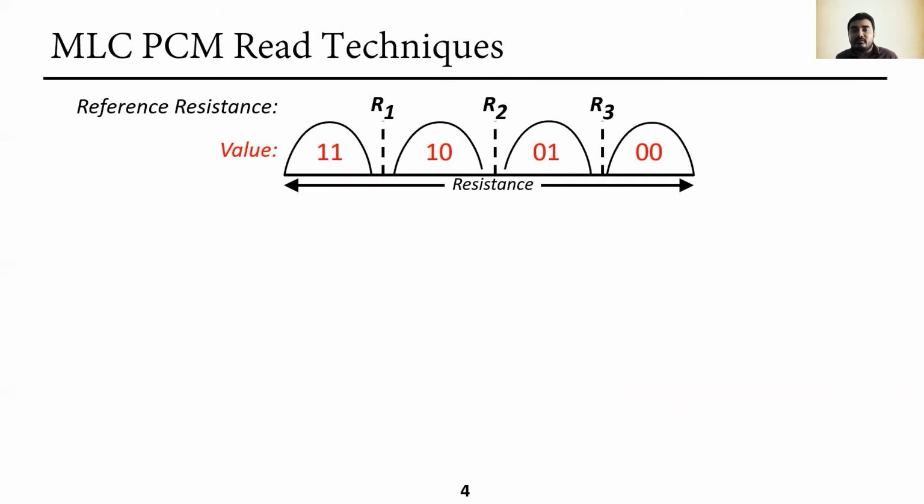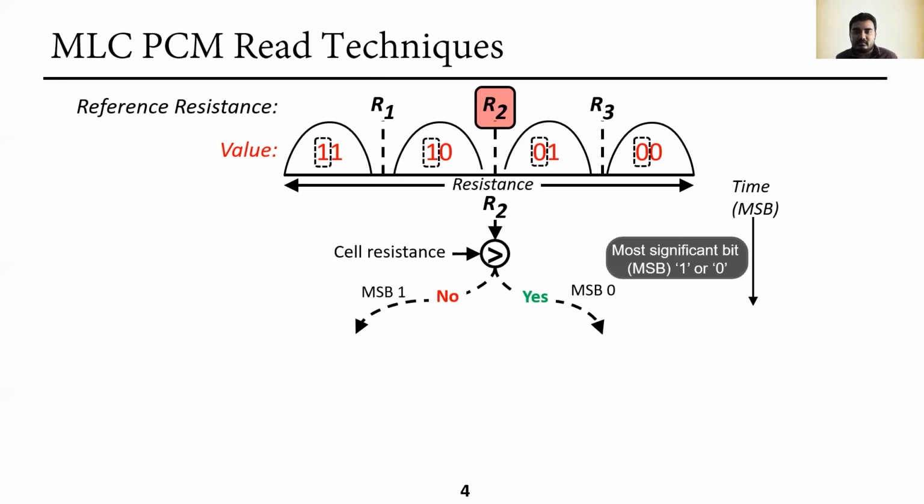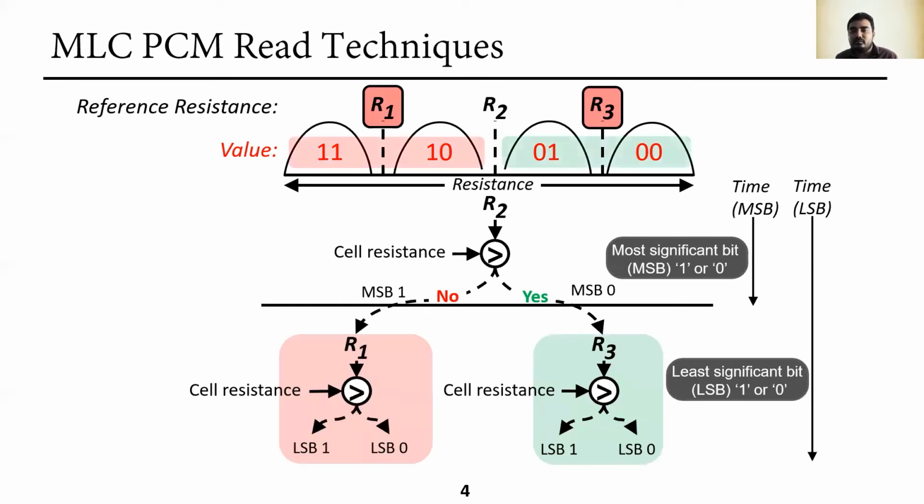While MLC PCM brings superior capacity advantages over classical memory technologies, it may complicate the read memory access technique. At the first stage of read operation in MLC PCM, the PCM cell resistance is compared against reference resistance R2. The MSB bit is determined at this stage. Depending on the comparison with R2, the cell resistance is then compared against either R1 or R3, which determines the LSB bit. Note that the MSB bit of the PCM cell can be determined right after the first stage of read operation, but the LSB bit can only be determined after the second stage. This creates a bit position dependent read latency in MLC PCM.